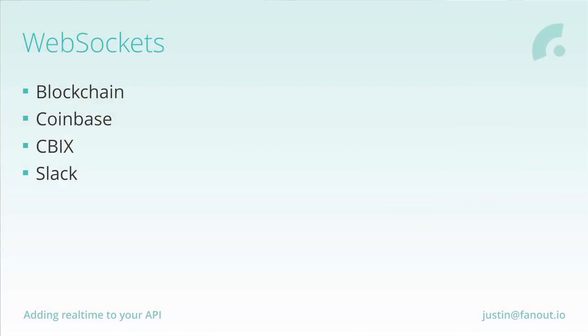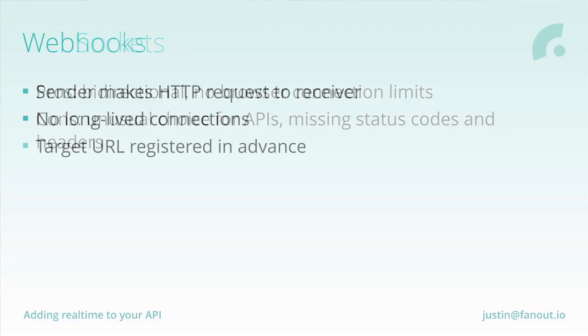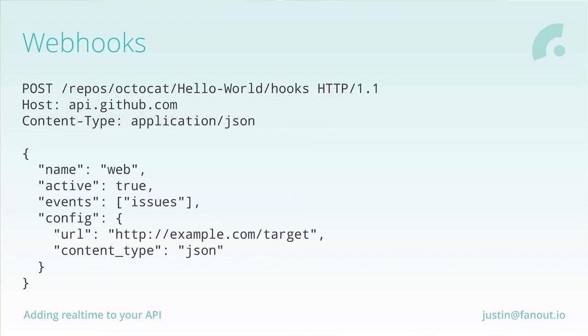And finally, there's webhooks. This is probably the easiest one of all. This is where the server makes an HTTP request to the receiver. No long-lived connections, and you just register a URL in advance. So GitHub uses webhooks. For example, if you want to listen for when a new issue is posted, this is how you would do it. You'd register a callback. In this case, I'm registering example.com/target down there in the config.